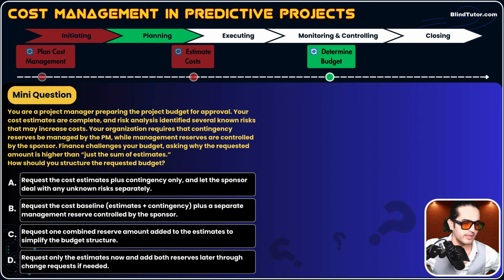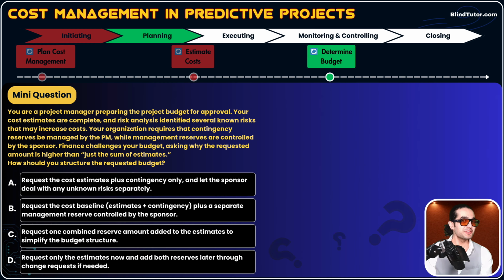Good question, guys. As always, please pause it and come up with the right option. But let's get the right option together, guys. What's the problem? The problem is, the question is asking about project budget. Simple, okay? First line: you are a project manager preparing the project budget for approval. Go to the last three lines. Finance challenges your budget, asking why the requested amount, the requested budget, is higher than just the sum of estimates.